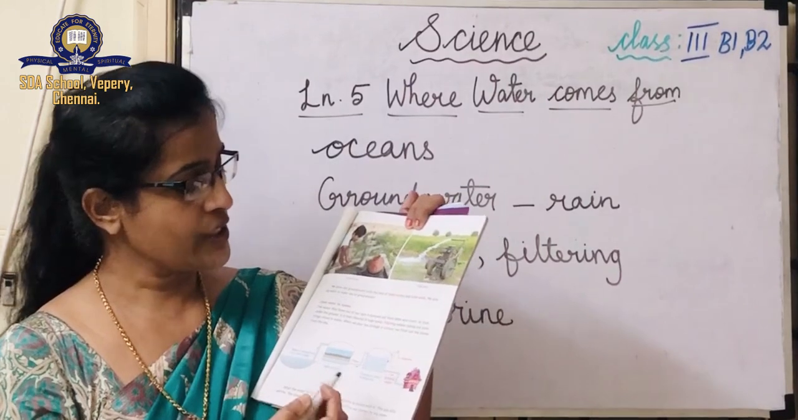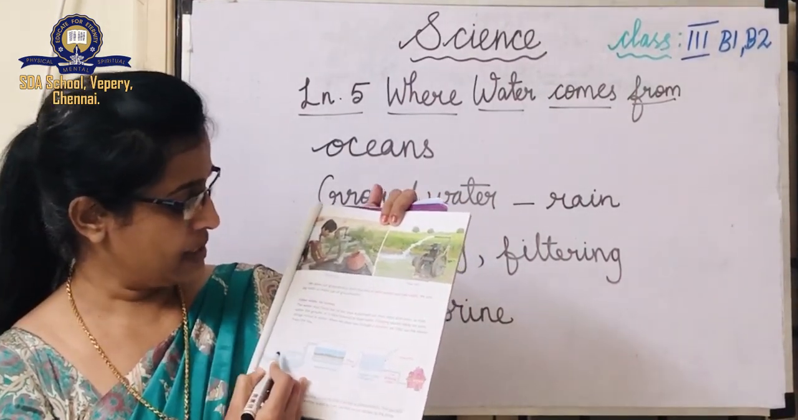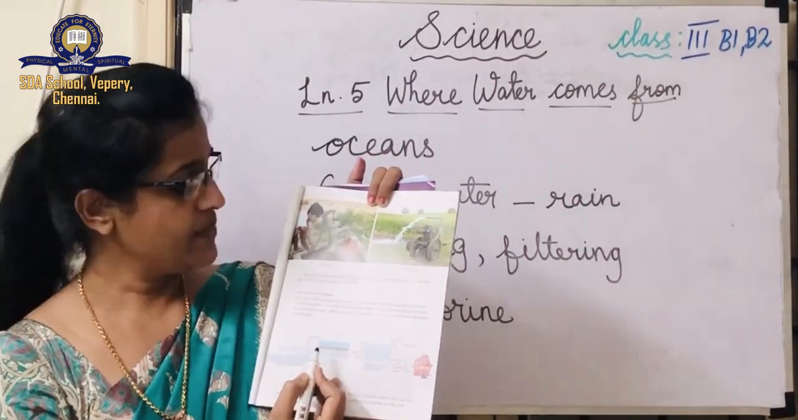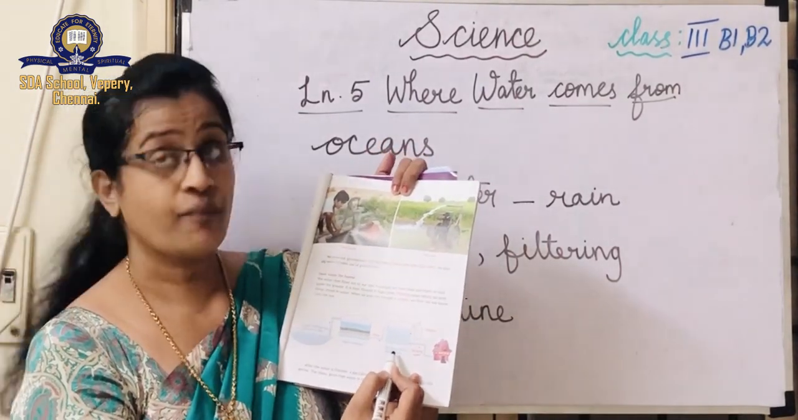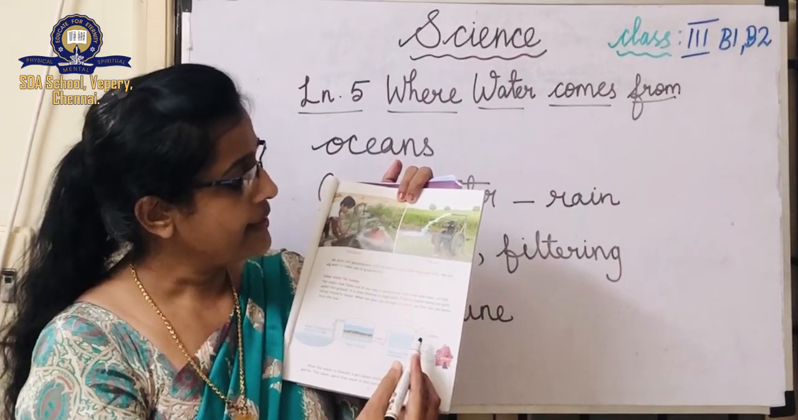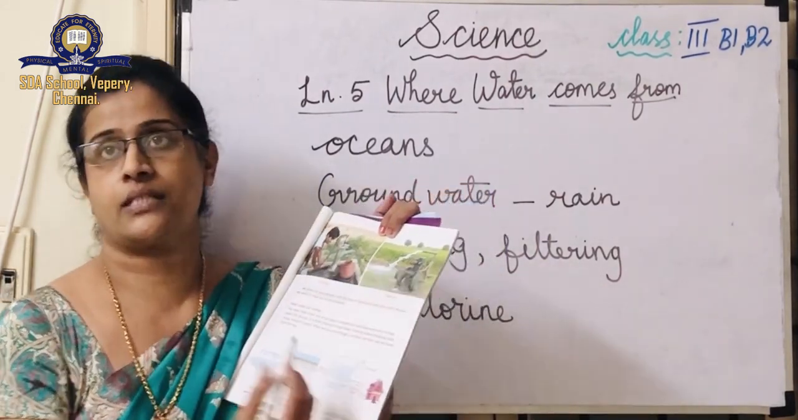You can see it in the picture. Water is pumped out of a river or lake, first step. Second one, water is filtered and chlorine is mixed to kill the germs. And then the drinking water is sent. Okay?